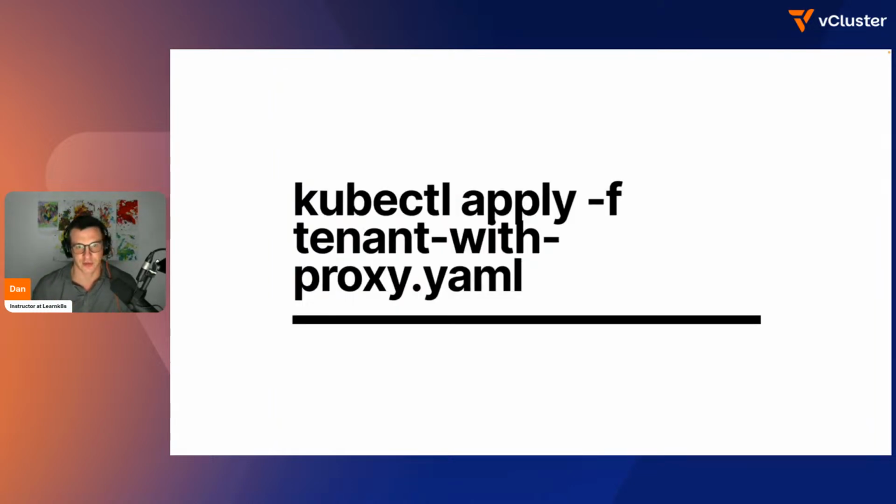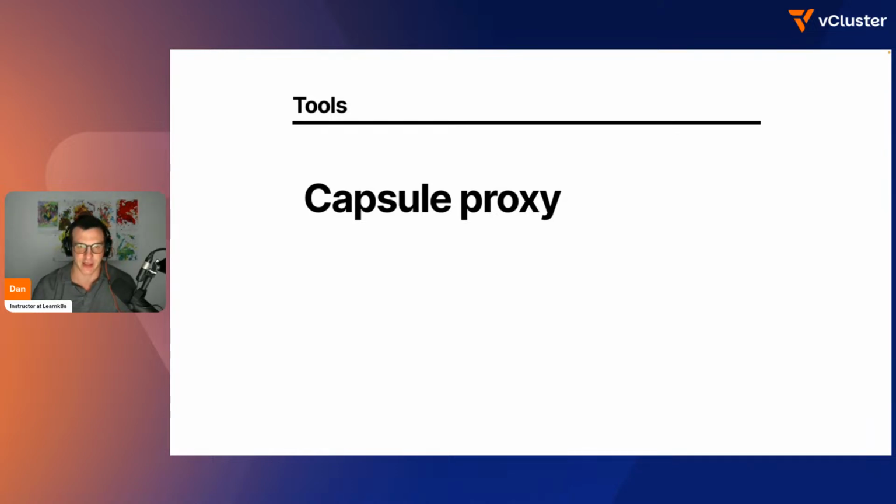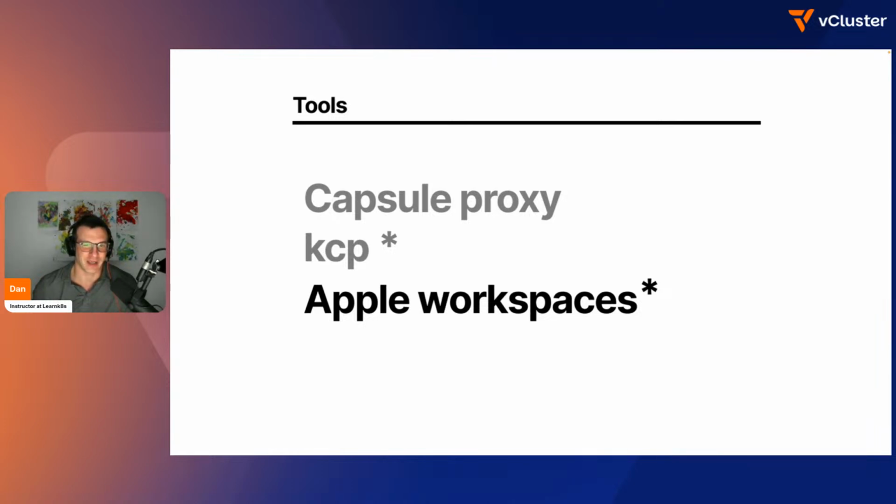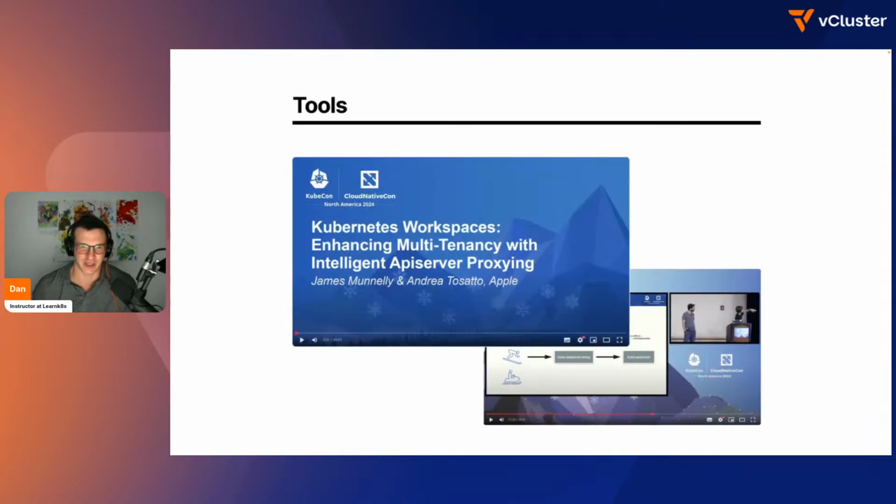Okay, so the kind of tools that we see in this area are Capsule Proxy, which is an extension to Capsule, and then I think there is KCP, which is a little bit more than that, but it's worth mentioning anyway. And there is Apple Workspace, a very interesting talk by James Munelli and Rato Zazzo from Apple, where they created a way to create workspaces in Kubernetes by abstracting the API server, so creating the API server as a service. If you watch the talk, it's worth your time.